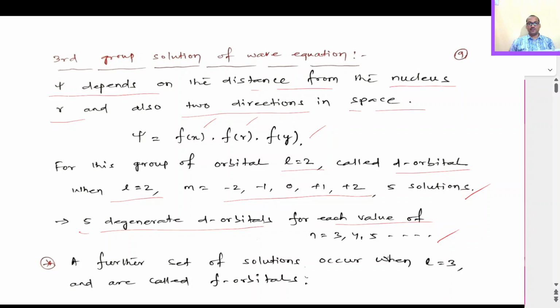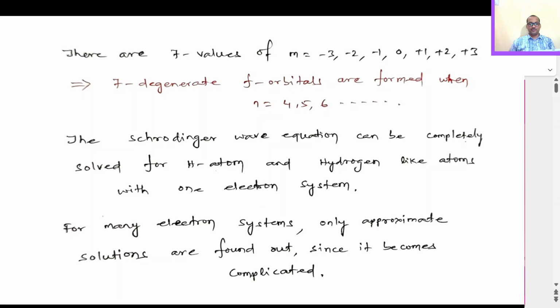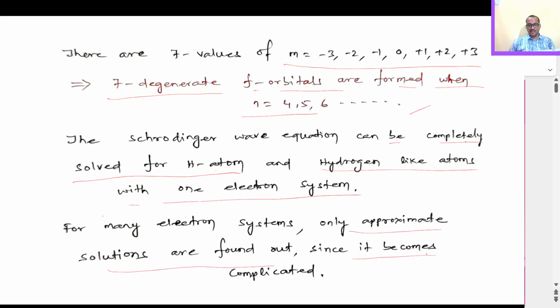And a further set of solutions occurs when L equal to 3, that is called f orbitals. So there are 7 values when L equal to 3. The allowed m values are -3, -2, -1, 0, +1, +2, +3. So these 7 degenerate f orbitals are formed when n equal to 4, 5, 6, etc. The Schrödinger wave equation can be completely solved for the hydrogen atom and hydrogen-like atoms with a one-electron system only. For many-electron systems, only approximate solutions are found and it becomes complicated.